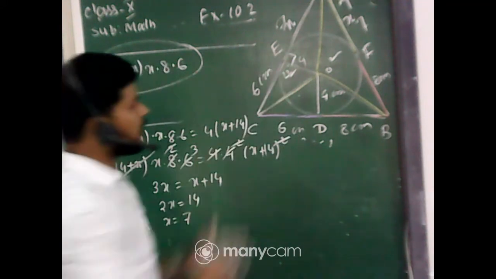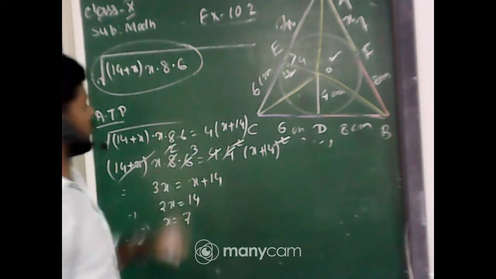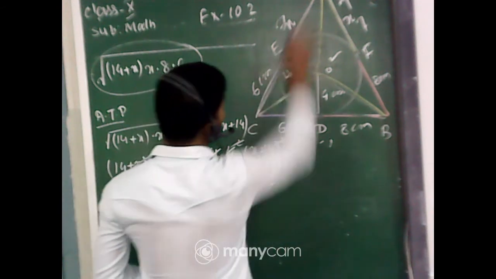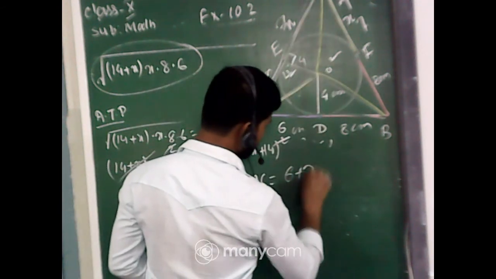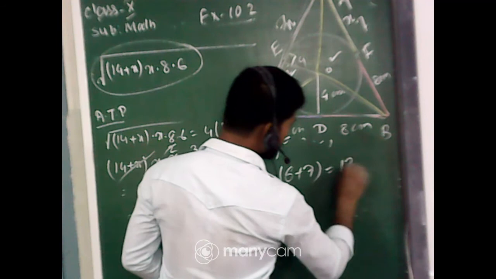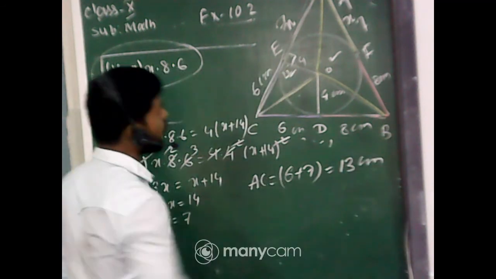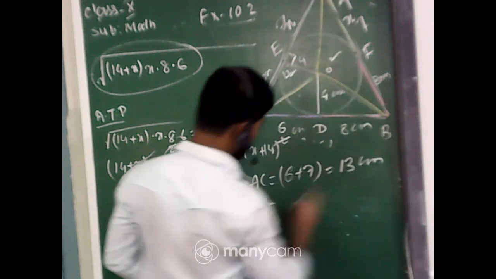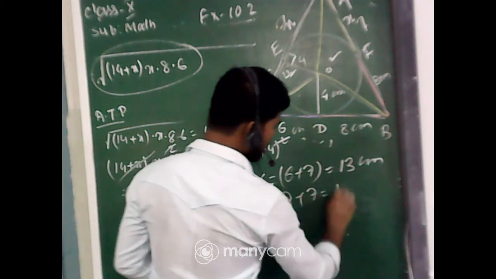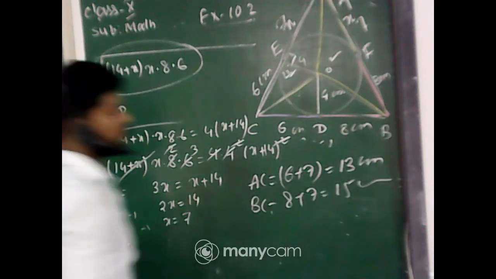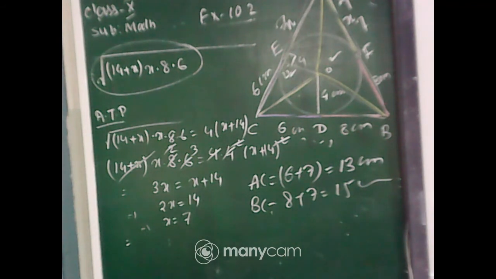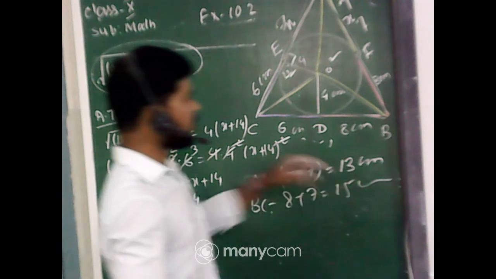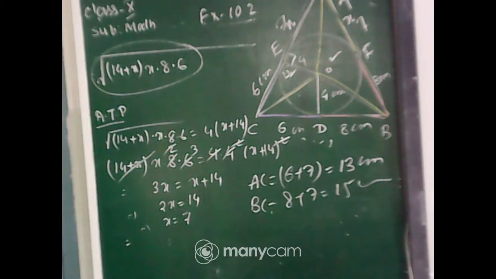Now you can easily find the values of the sides. So what is the length of AC? AC equal to 6 plus 7. That is 13 centimeters. What is the length of BC? BC equal to 8 plus 7. That is 15 centimeters. So the lengths of the sides of the triangle are 14 centimeters, 13 centimeters and 15 centimeters.